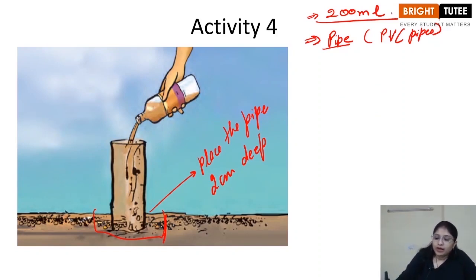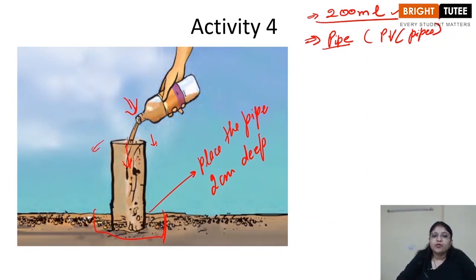We are going to utilize 200 ml of water, right? Now, we are going to take 200 ml of water and pour it, like you can see over here, into the cylinder in such a way that the water should not go out of the cylinder and it should always be inside, from the pipe only it should go inside, right?